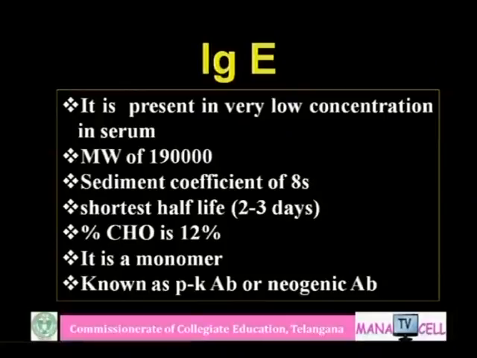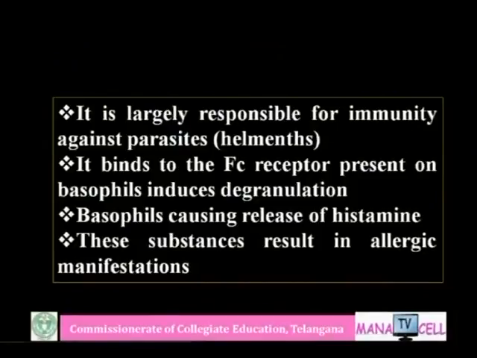Because of the presence of this IgE, it binds to its receptor on the mast cells. Due to that, degranulation of the mast cells leads to production of histamines and serotonins. These two molecules are involved in the different types of allergic reactions.